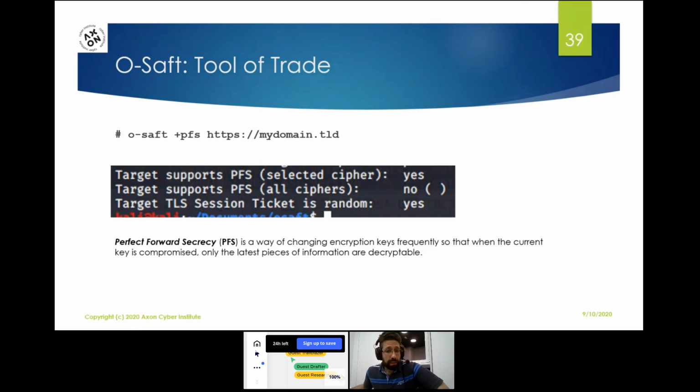I can check if perfect forward secrecy is supported or not. I run it with the command plus PFS, and here it has PFS ciphers, but not for all ciphers. Only some ciphers have PFS. We talked about PFS, and we said PFS is good for creating keys every period of time, so that if a key is compromised, it does not compromise the entire communication.